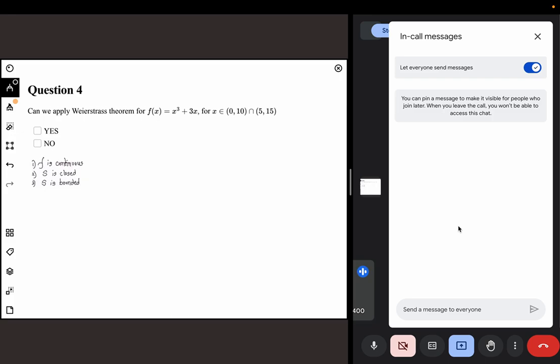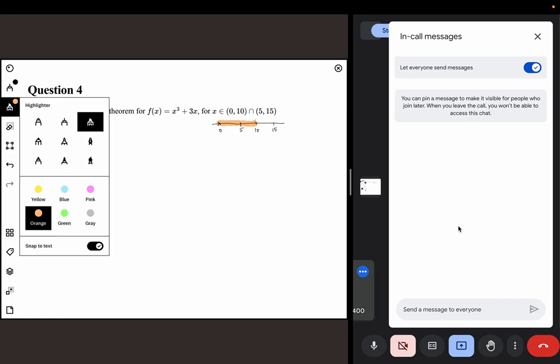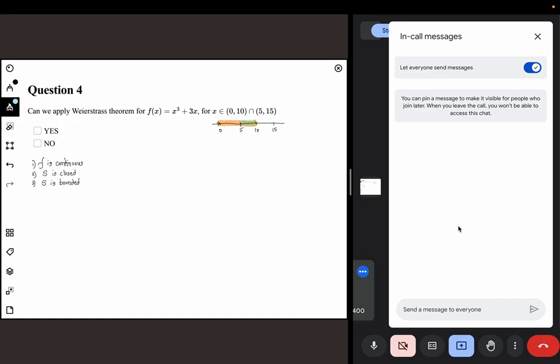Again, let's take the same three conditions. F should be so this particular set, 0 to 10 intersection 5 to 15. This is my S. So what is this? You have 0 to 10 as one, and 5 to 15 as another one. So the intersection is, this is my intersection region.